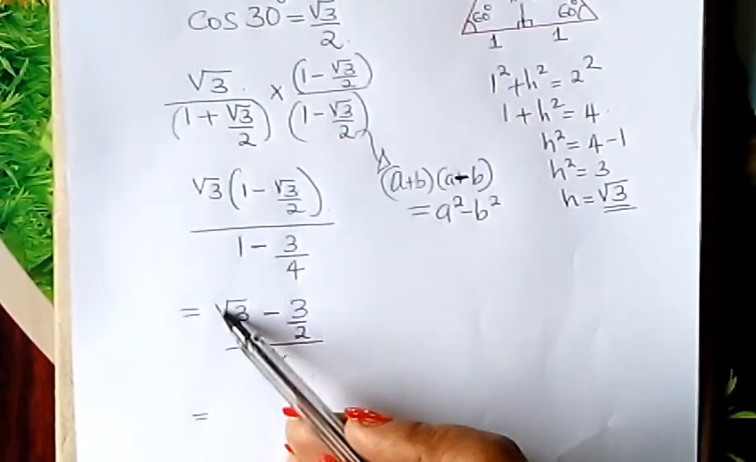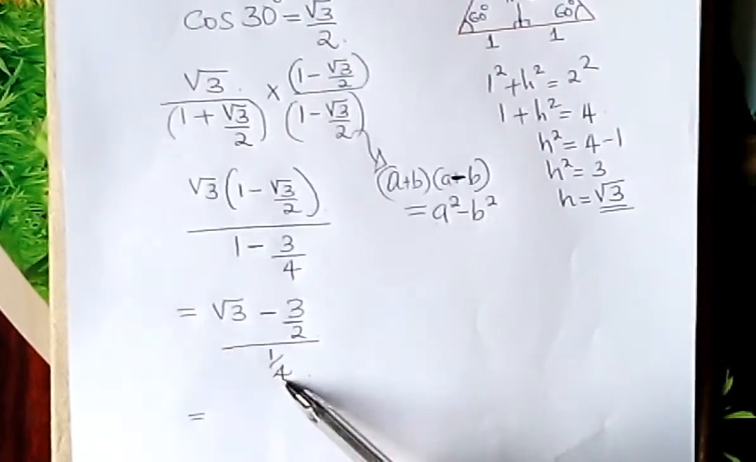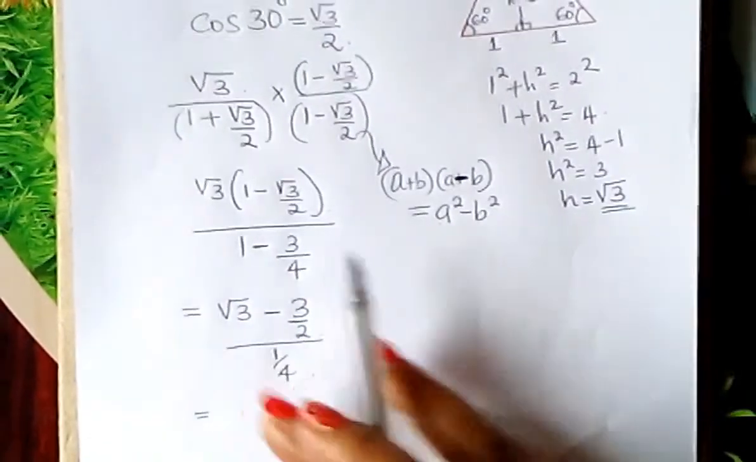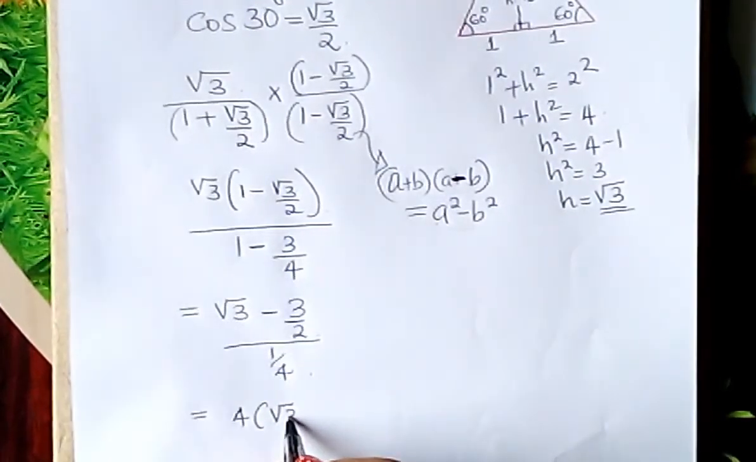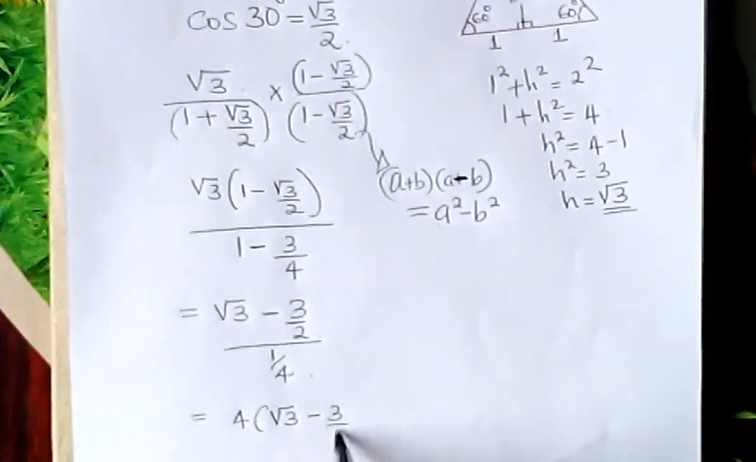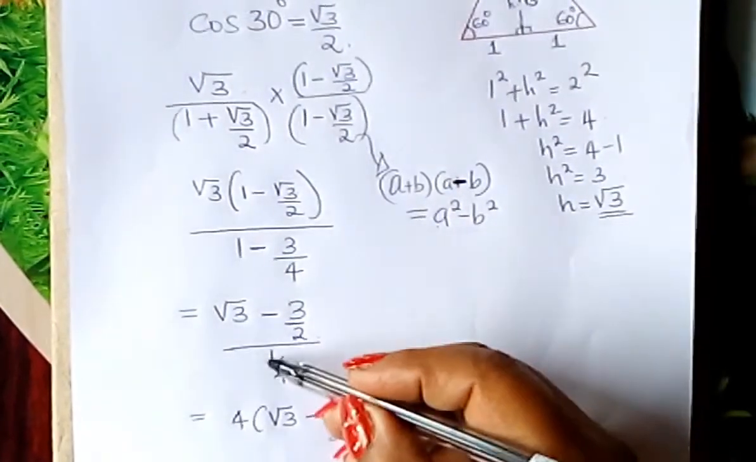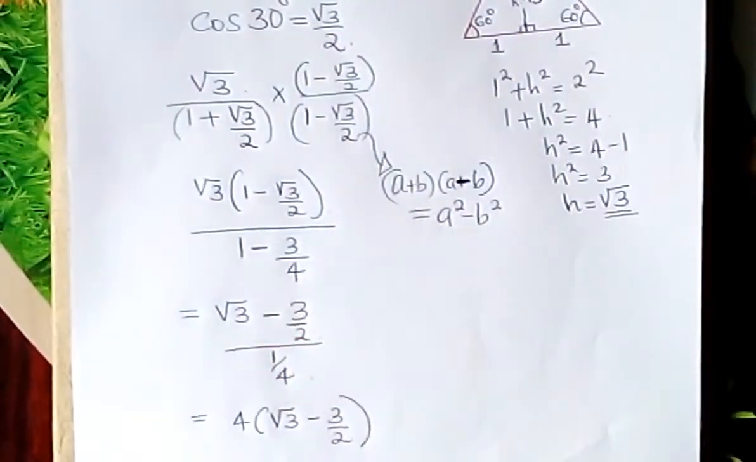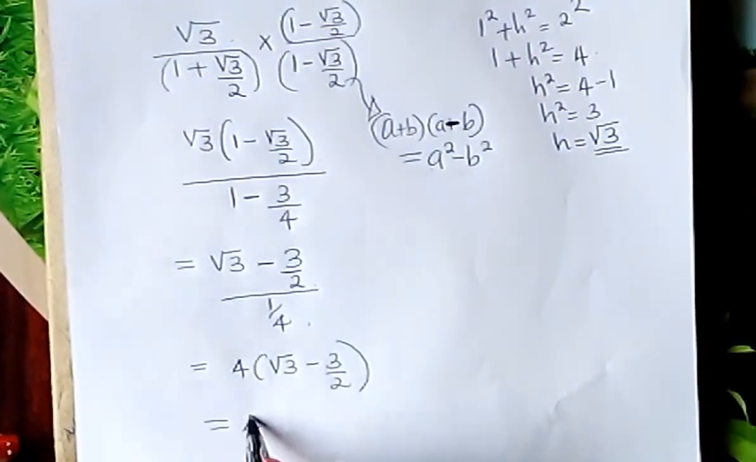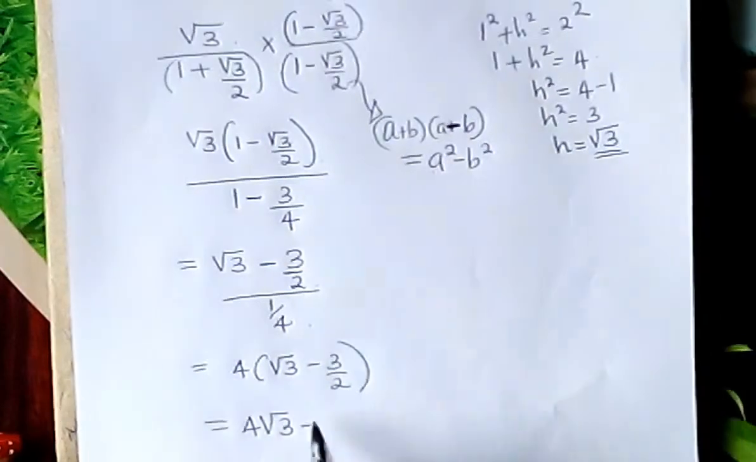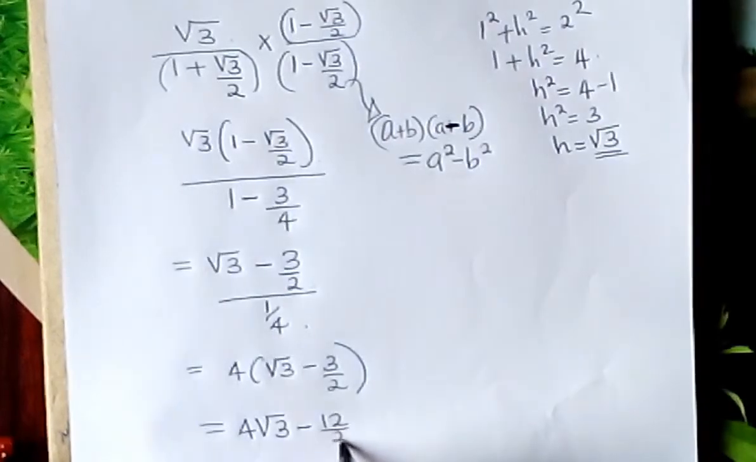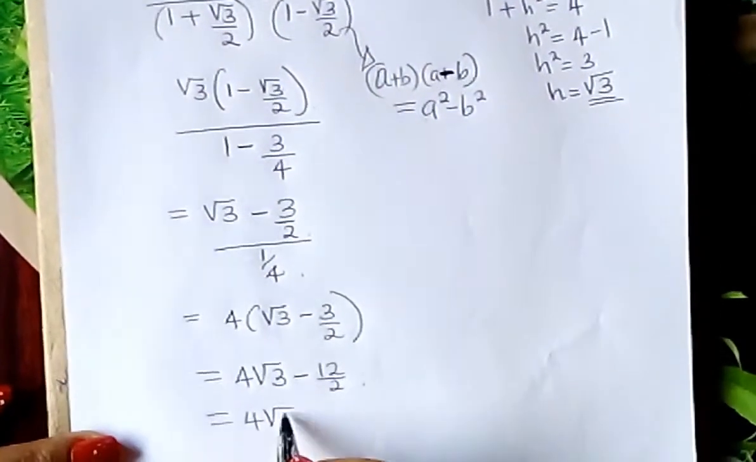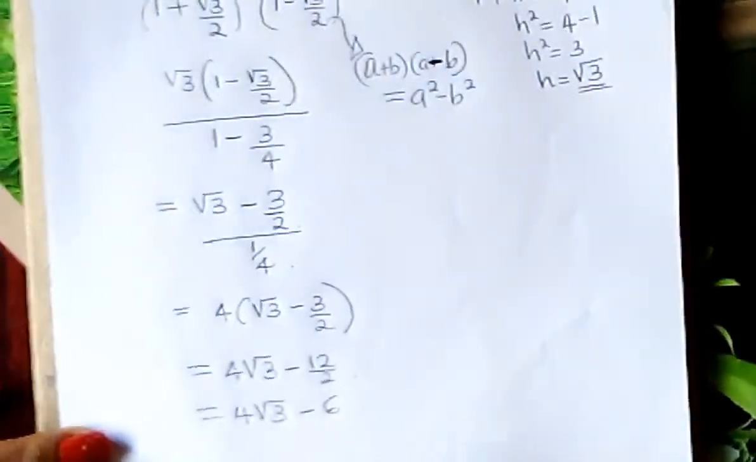So from there, learner, you are dividing this by a fraction. So it is the same as multiplying this with the reciprocal of this, and the reciprocal of this will be 4. So you take 4, you multiply with what you have. So you are dividing by a fraction, that is why we are multiplying by 4, multiplying with the reciprocal. So this gives you what, learner? 4 root 3 minus, this times this is 12, 12 over 2. So you talk of 4 root 3 minus 6.